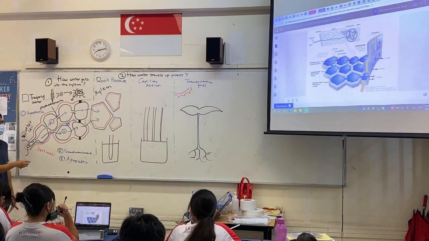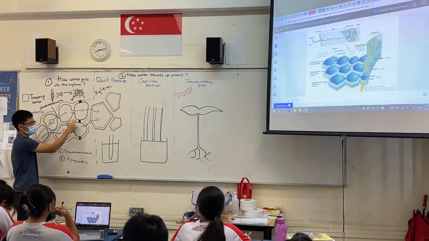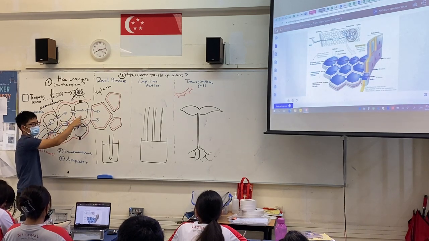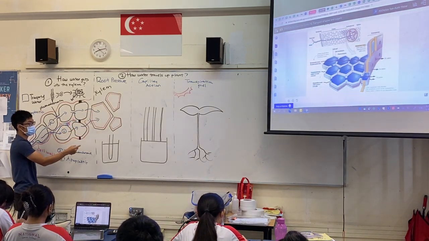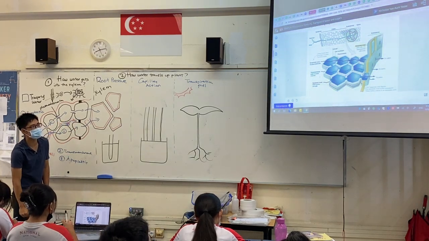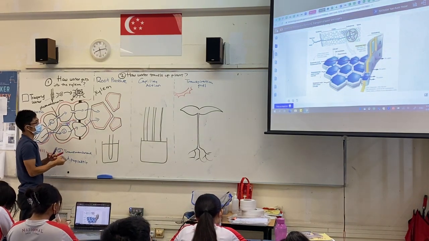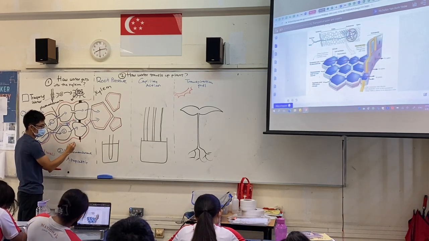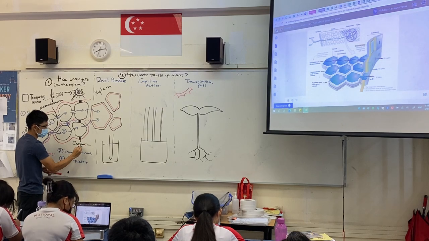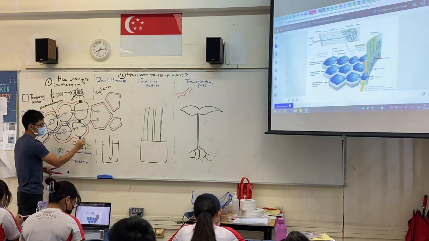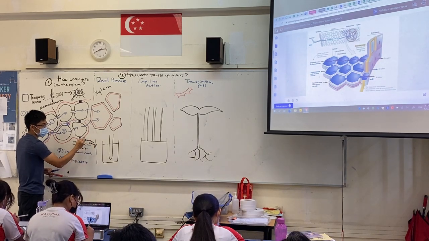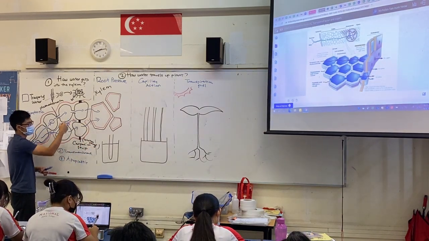The interesting bit is that eventually the water traveling along the cell wall needs to still enter the cells before going to the xylem. Because if you see that yellow strip over there, that's labeled the Casparian strip, which on the whiteboard is this part over here, Casparian strip. This strip is waterproof, unlike the cellulose in the cell wall.